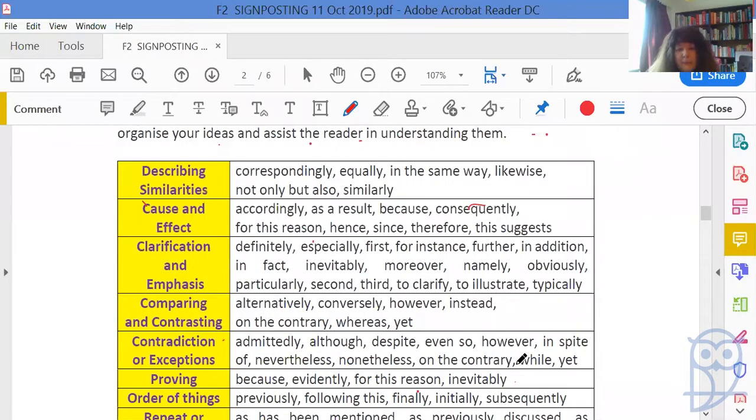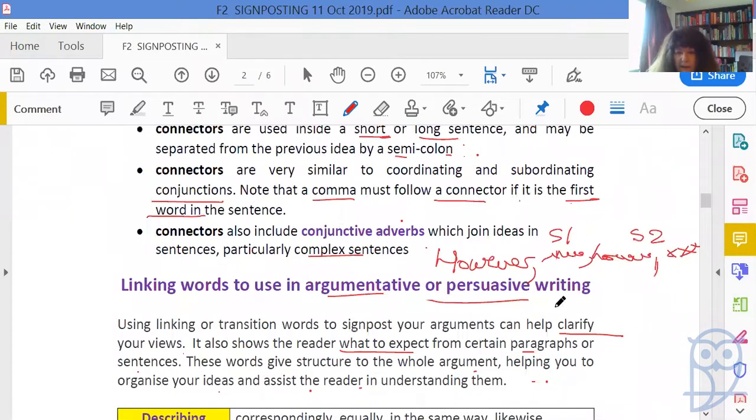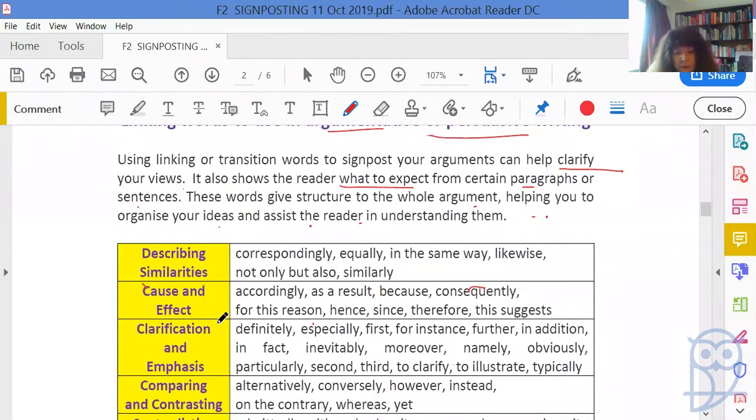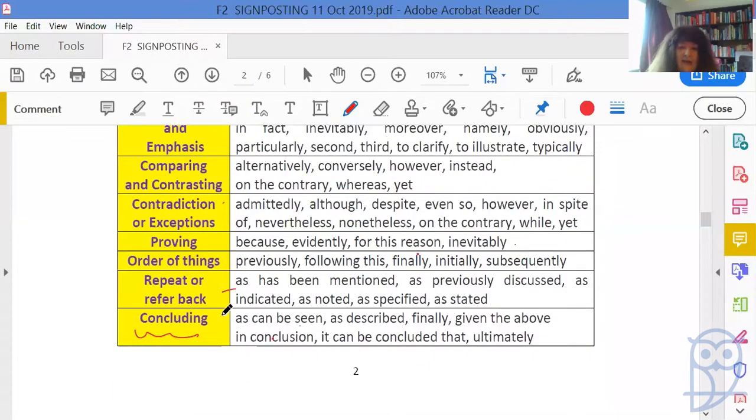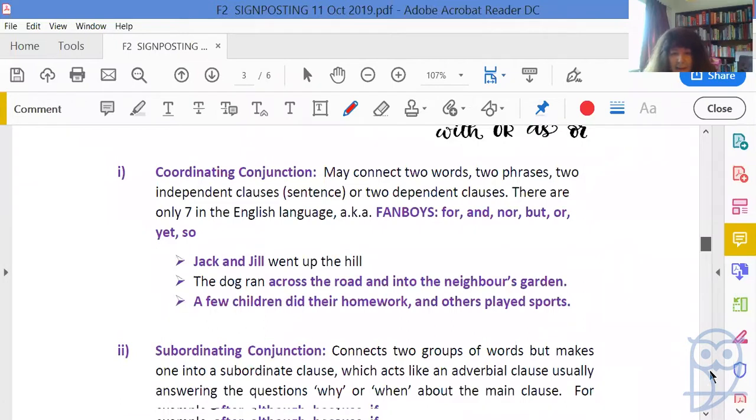Okay, going back to argumentative, persuasive writing and linking words. These are all the words you could use anytime, all the time. So if you're getting this paperwork, you can just stick it on your essay plan. Let's take a quick look at the essay plan again.